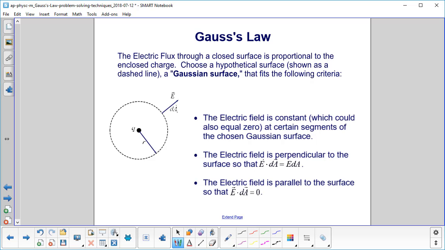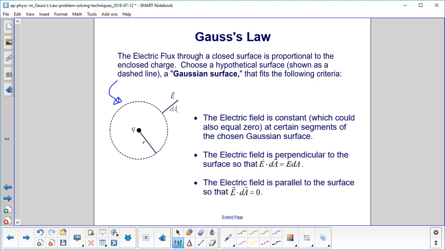Gauss's law makes use of the electric flux, and it states that the electric flux through a closed surface, and we don't define it here on this slide, but a closed surface is any surface that has an inside and an outside, is proportional to the charge enclosed by that surface. So in solving problems, we choose a hypothetical surface, typically shown as a dashed line. Another name for that is a Gaussian surface.